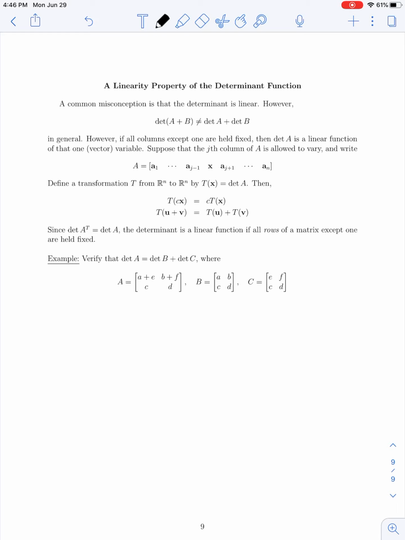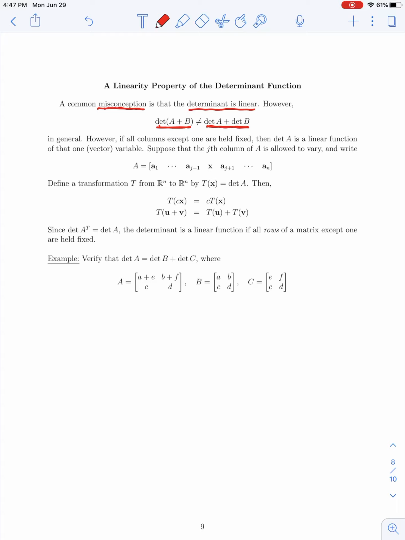Now in our last example, we'll talk about a linearity property for the determinant function. We've just seen that the determinant of a product is the product of the determinants, and a common error or misconception is that the determinant of a sum, A plus B, is equal to the sum of the determinants. However, that is not true in general. The determinant is not a linear function.